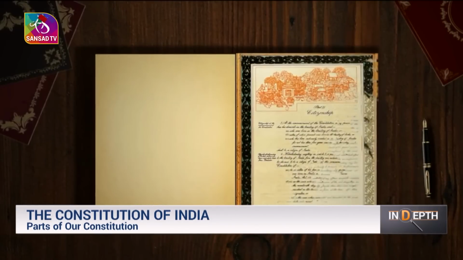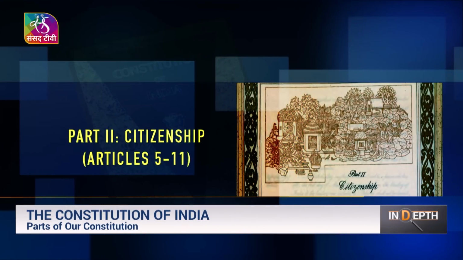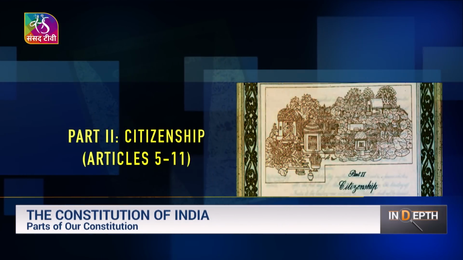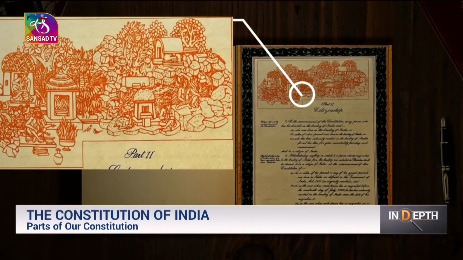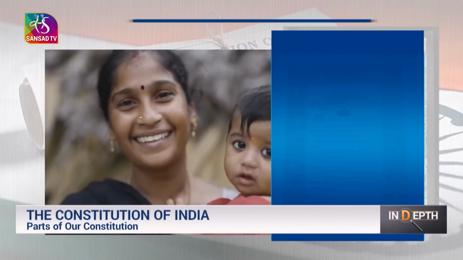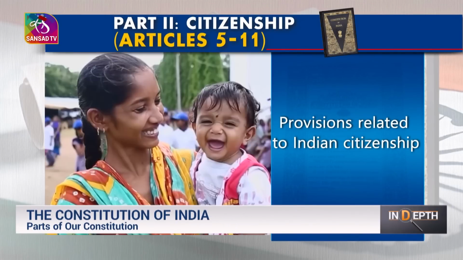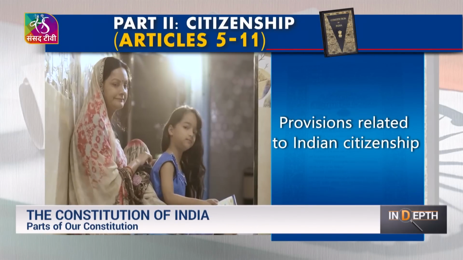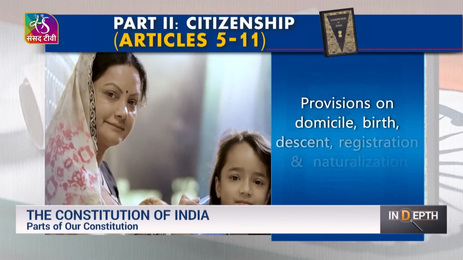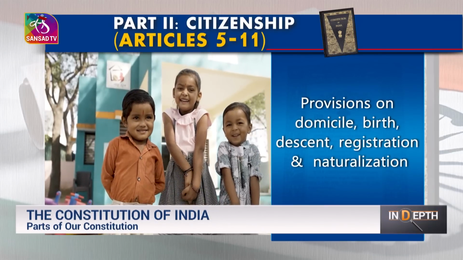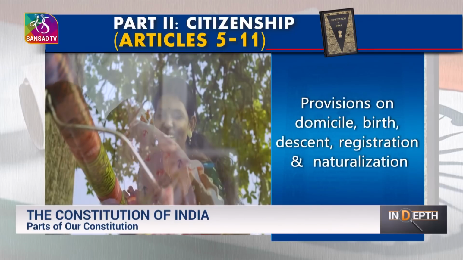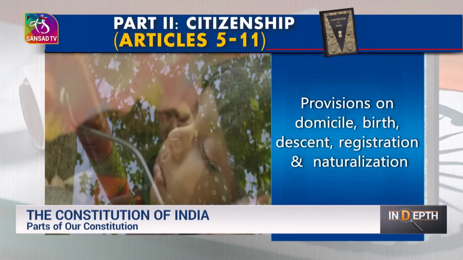Part 2. Citizenship. Articles 5 to 11. Part 2 outlines the provisions related to Indian citizenship. It defines the ways in which an individual may acquire or lose Indian citizenship, including provisions on domicile, birth, descent, registration, and naturalization.